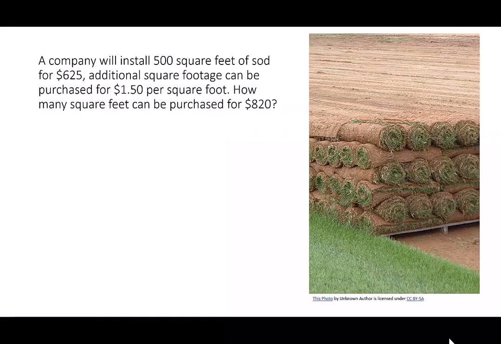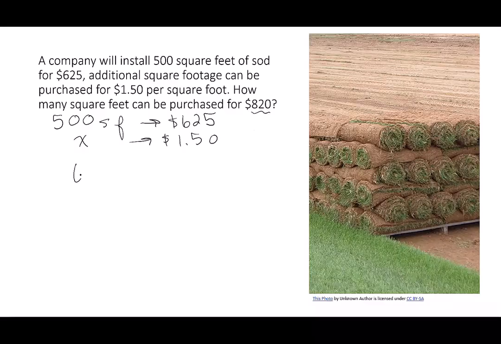A company will install 500 square feet of sod for $625. Additional square footage can be purchased for $1.50 per square foot. How many square feet can be purchased for $820? As we read through the problem, we can see that the 500 square feet has an associated cost of $625. Then each additional square foot, which we don't know how many more we will need, so let's call this X, can be purchased for $1.50 per square foot. And then we can see we have this budget or this spent amount of $820. That was our total cost.